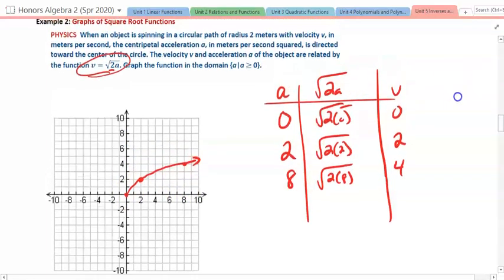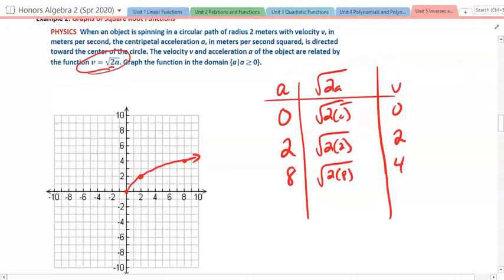And so when an object is spinning in a circular path, as the acceleration increases, what happens with the velocity? It also increases. But again, it doesn't increase as fast. So if my acceleration is at 8 meters per second squared, my velocity would only be 4 meters per second.